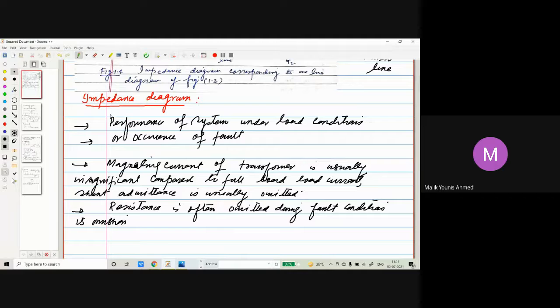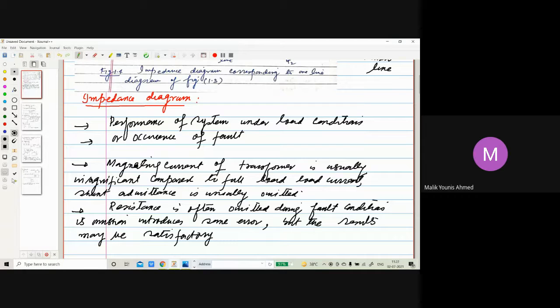and that's not going to influence the other results of the power system. So I will write it. Its omission introduces small error, a negligible amount of error, some error, but the results may be satisfactory, since the inductive reactance of the system is greater than resistance. You should always, this I already told you in the power system one also.